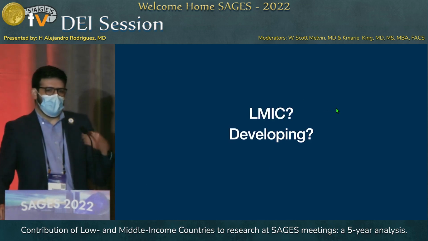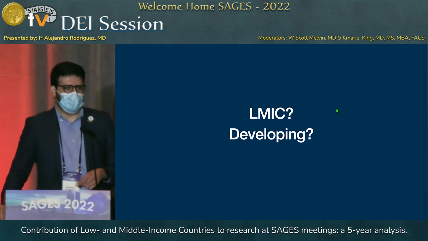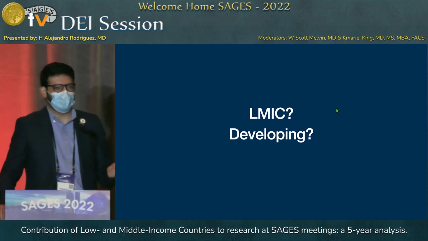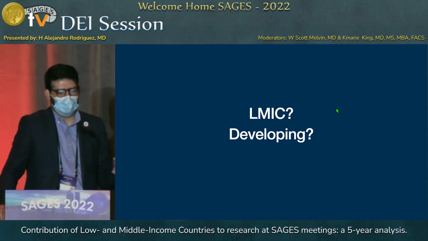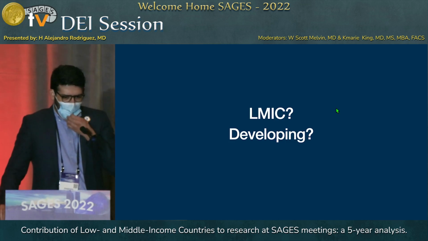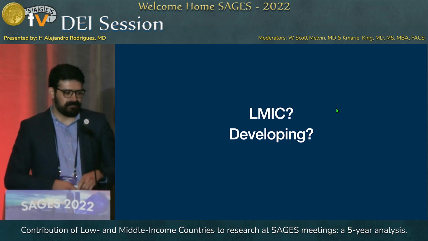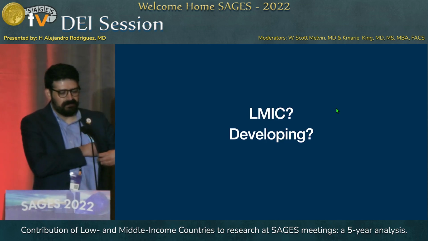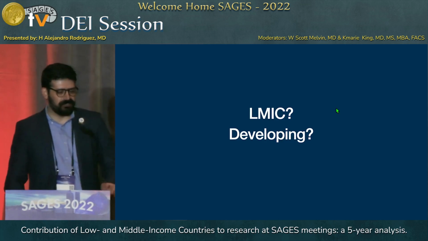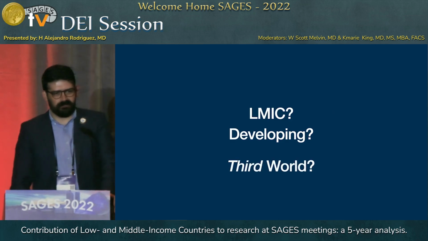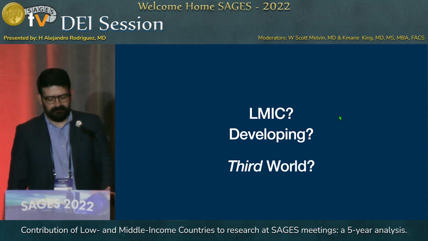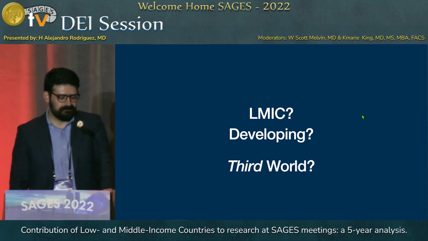So a few definitions before we get off. LMIC, low middle income country. This is an economic definition, essentially looking at income per capita. Developing country tends to look more at human development indexes. And so these are ways of classifying countries. There is a third term that has sort of fallen out of favor because of its negative connotation, but essentially I'm going to use LMIC in this talk.